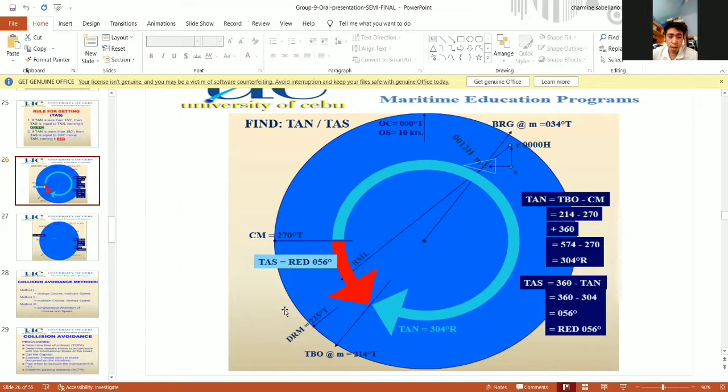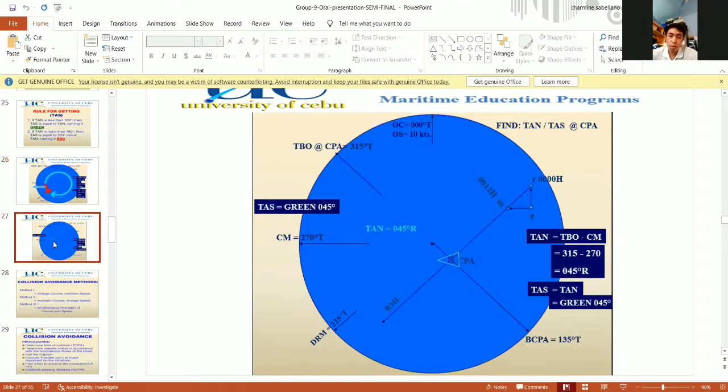And how to get TAS? The formula to get TAS is TAS equals 360 minus TAN, which is 304, equals 0.056 degrees. Since it is 360, TAS is red. So TAS is equals to red 0.56 degrees. Next slide, please.